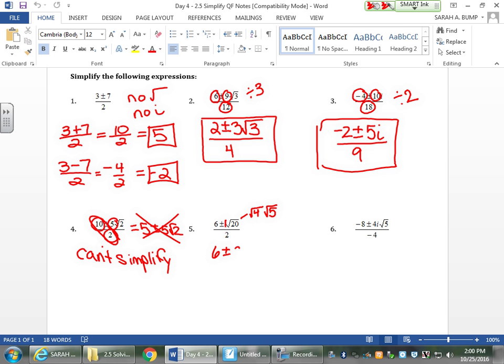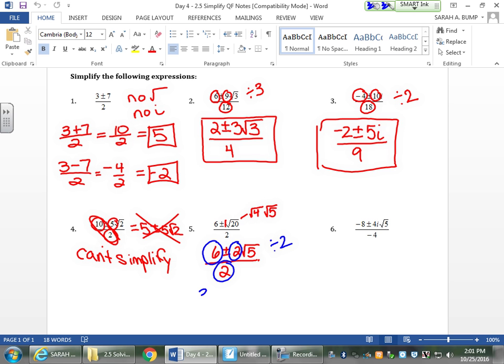The square root of 4 becomes 2, and the 5 stays under the radical over 2. Now that you broke apart the radical, if you look at each term, there is something in common between 6, 2, and 2. So we can divide them all by 2.